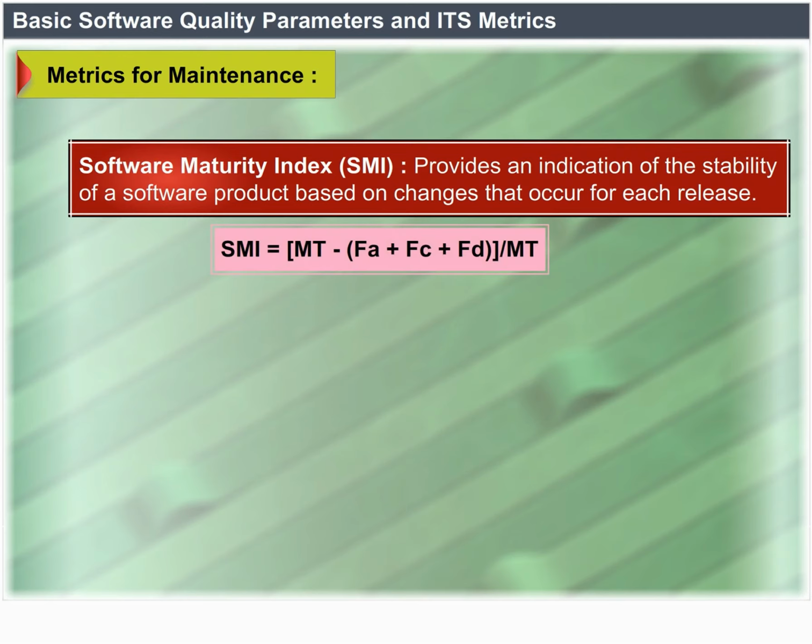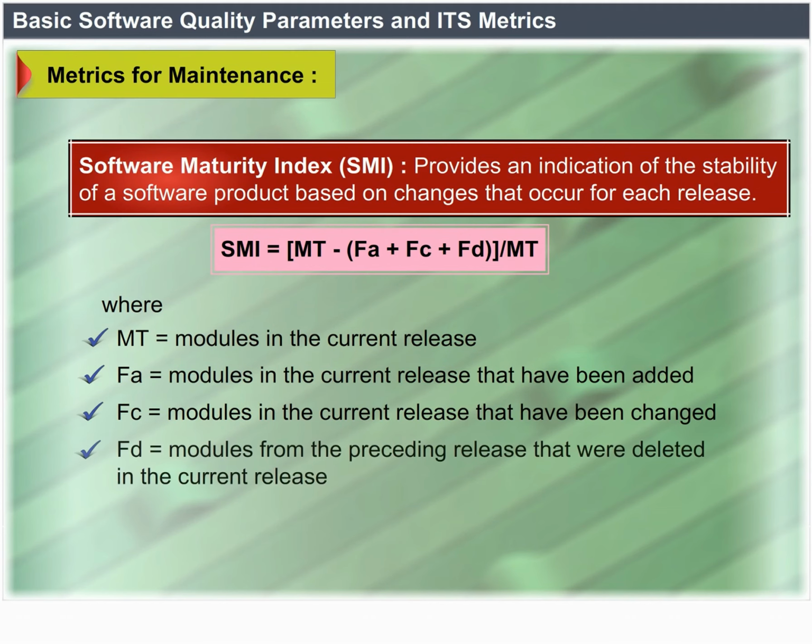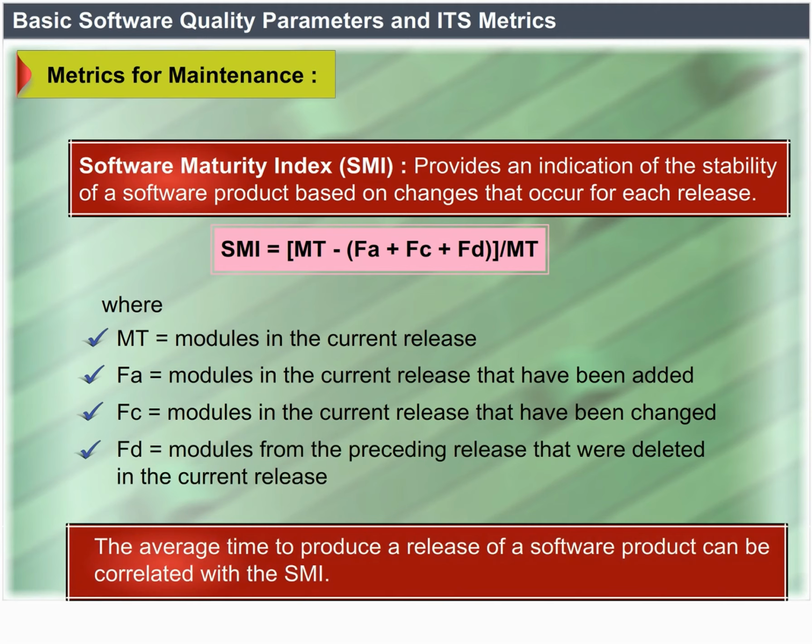SMI equals (MT minus (FA plus FC plus FD)) divided by MT, where MT is the number of modules in the current release, FA stands for modules in the current release that have been added, FC stands for modules in the current release that have been changed, and FD is modules from the preceding release that were deleted in the current release. The average time to produce a release of a software product can be correlated with the SMI.